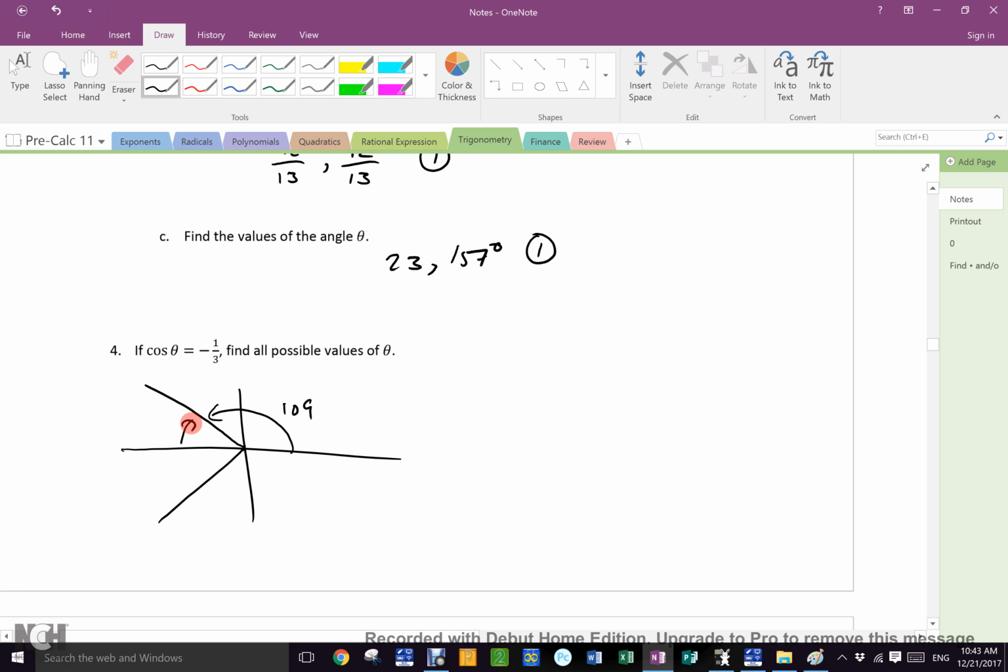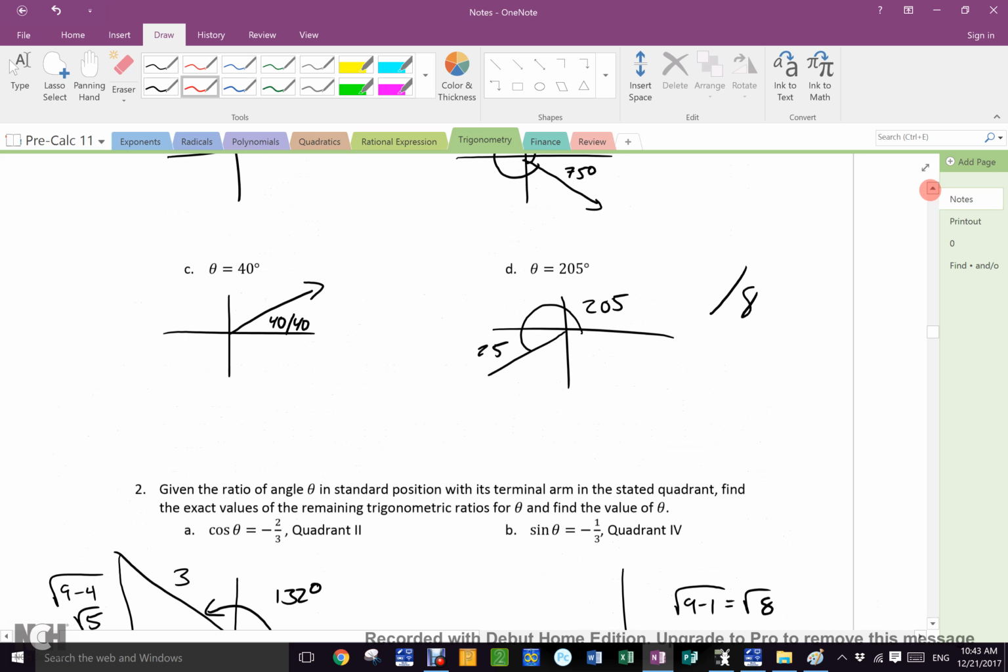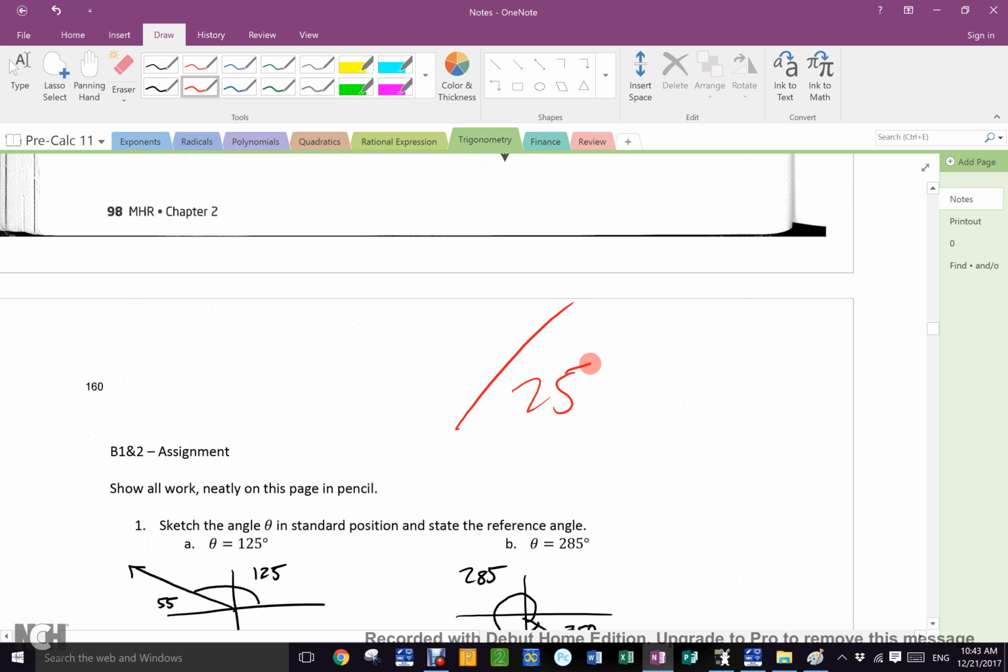Which makes this 71, which makes this 71, which makes this 251. So 109 and 251 for 2 marks there, because you had to do them both. And that makes that whole page out of 11 by my count. 2 and 3 is 5, 6, 11, making the whole thing out of 25. Give yourself a mark, and I'll get them later today, hopefully.